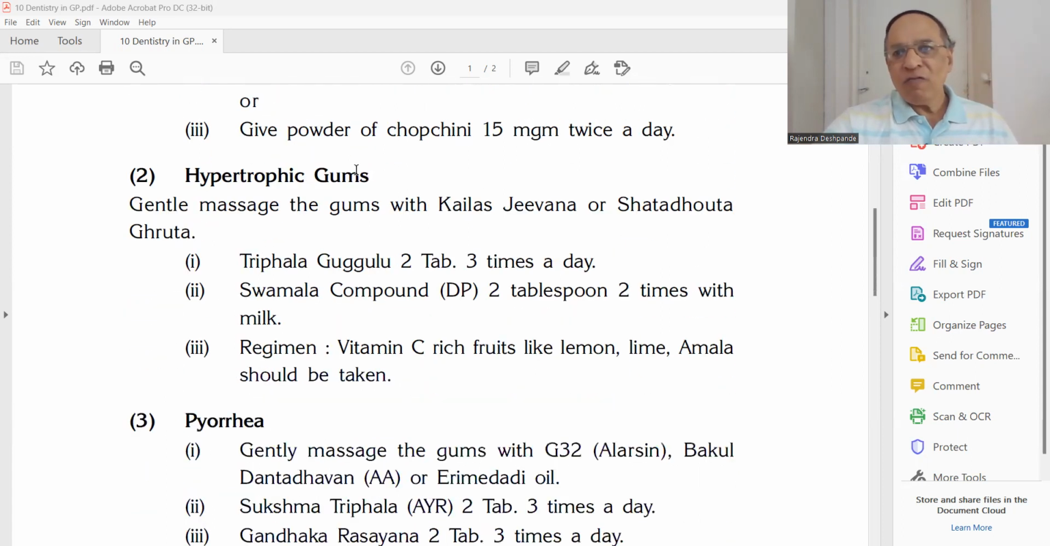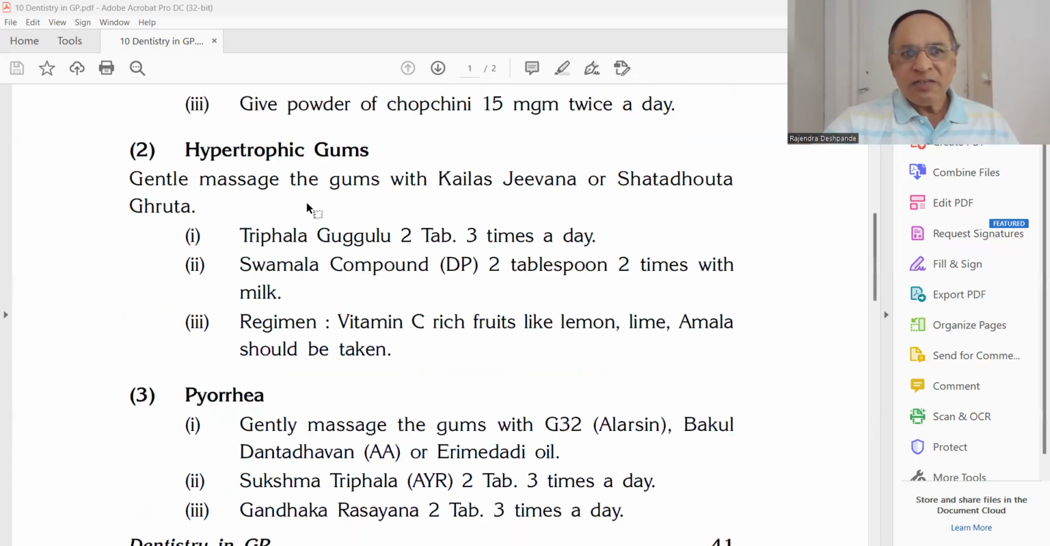Next, hypertrophic gums. Gentle massage of the gums with Kailasa Jivana or Shatadauta Gruta, but a better way is to avoid the Shatadauta Gruta. If you apply, immediately spit it out. It should not be swallowed into the body because that is dangerous. It is an external application. Okay. So Kailash Jivan is better, I can suggest.